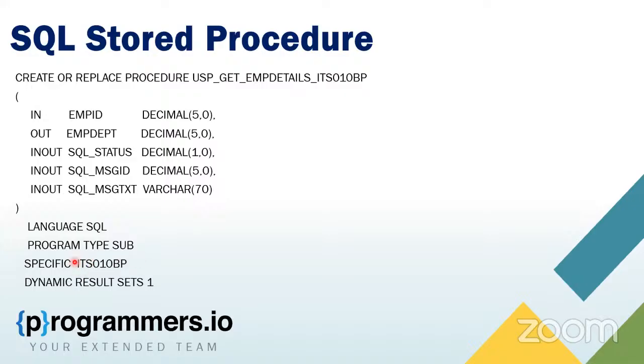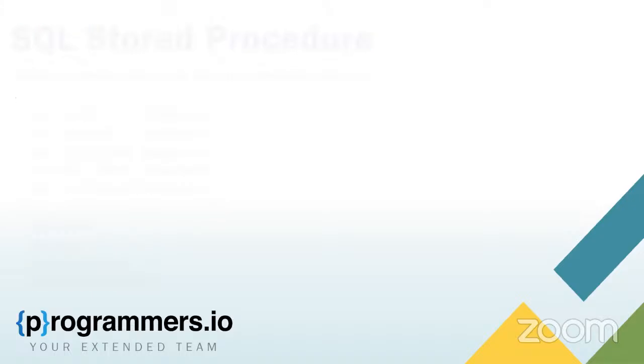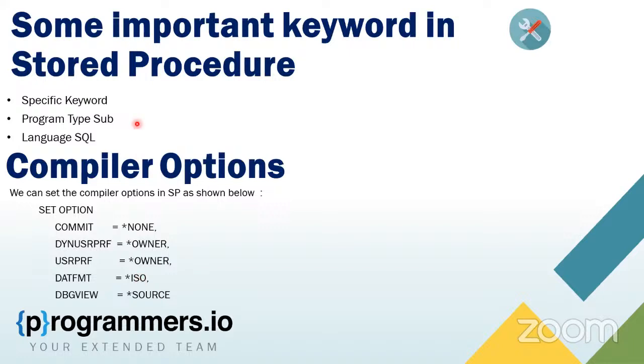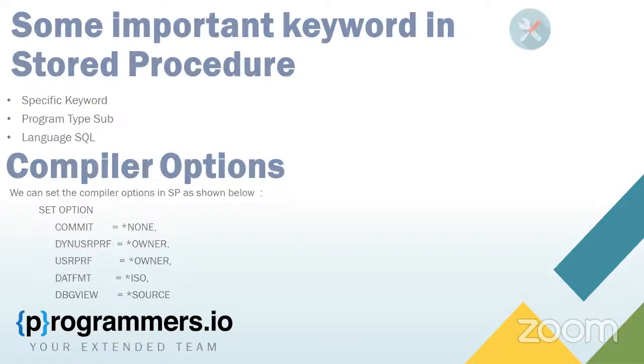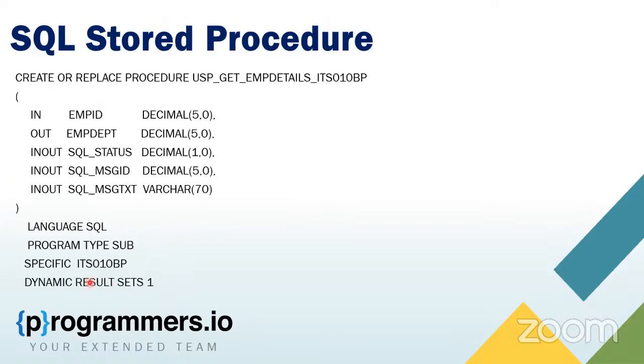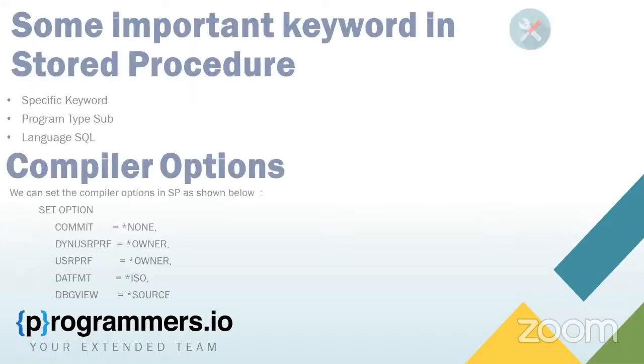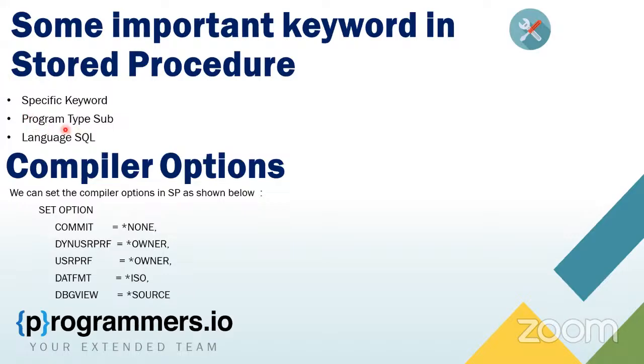I have defined that here, and I am returning one dynamic result set from here. The important keyword in a stored procedure is the specific keyword. I have used a specific keyword here, which means the object name will be picked like that. Program type SUB means it will create the object as a service program. Language SQL means this is a SQL stored procedure.